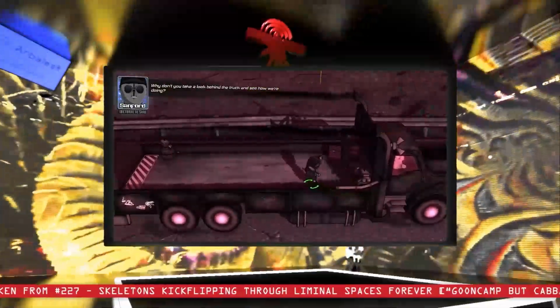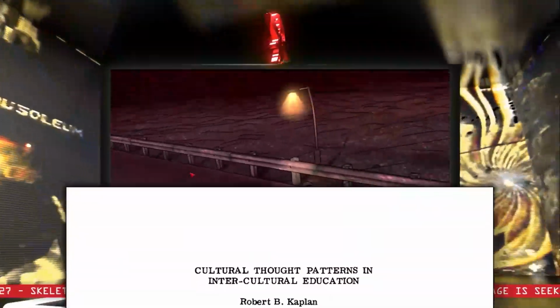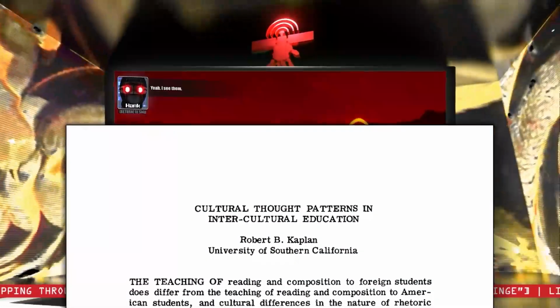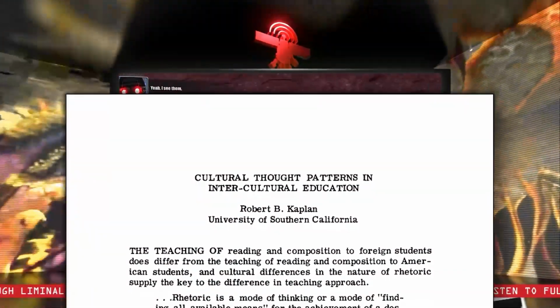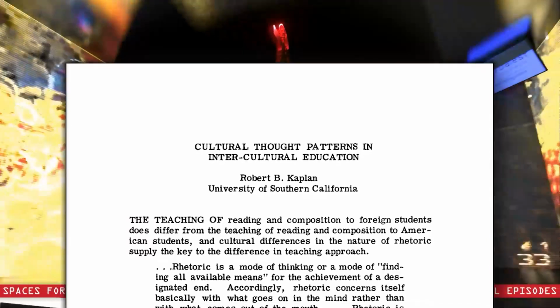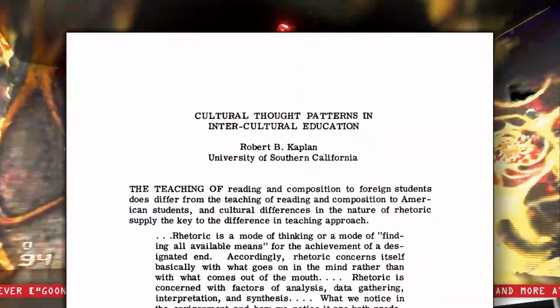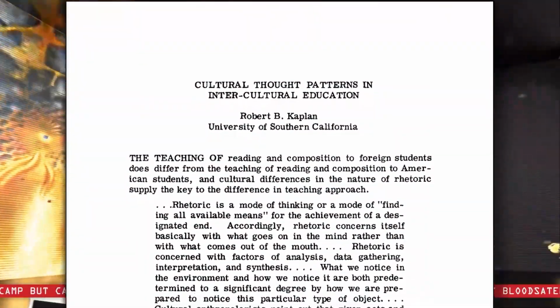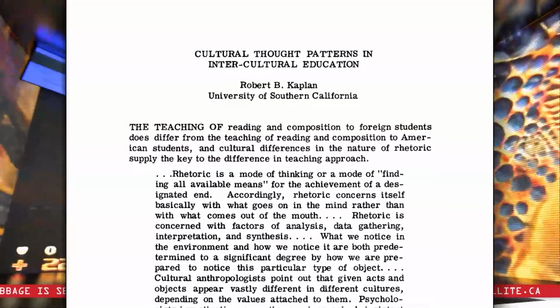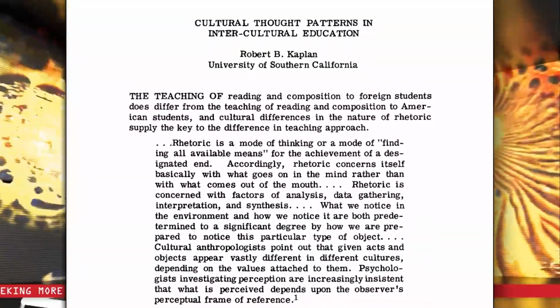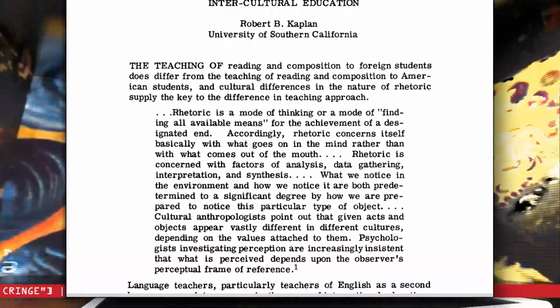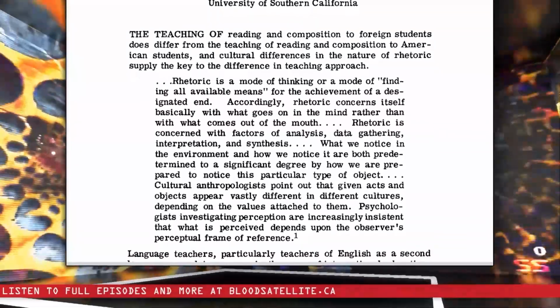It's about language, and the title is Cultural Thought Patterns in Intercultural Education by Robert B. Kaplan from the University of Southern California. So, in short, what this paper is about, it's about ESL. It's about people who learn English. And what they found was that, actually, I'll read the beginning here just to give it a brief intro.